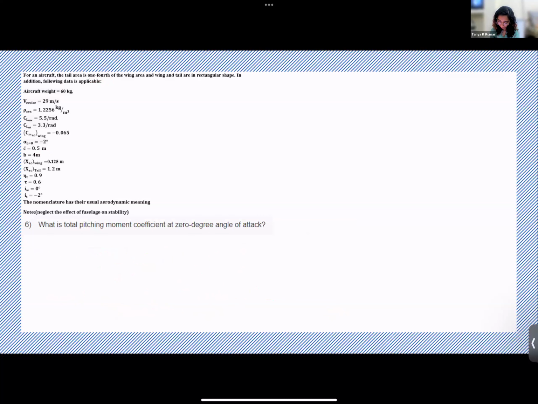Okay. What is the total pitching moment coefficient at 0-degree angle of attack? How do you proceed with this? So we have done this several times before. Cm naught is Cm naught of the tail plus Cm naught of the wing, right? So Cm naught of the tail is, you have eta tail St upon S, one, you have CL alpha of the tail and then the angles, right? So you have wing setting angle minus tail setting angle plus epsilon naught.